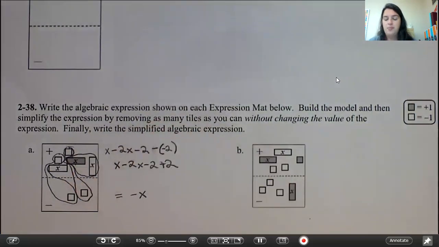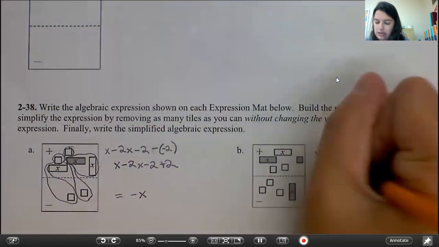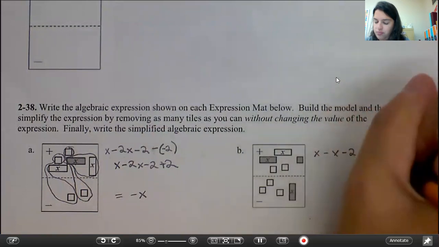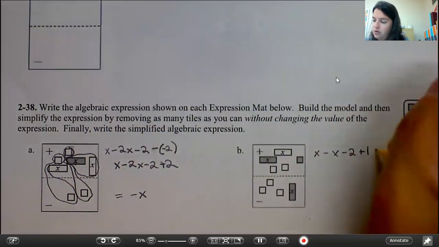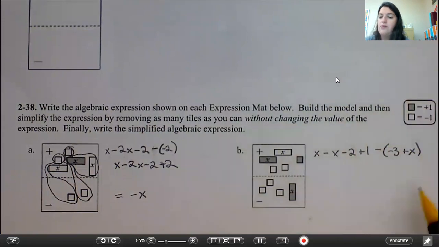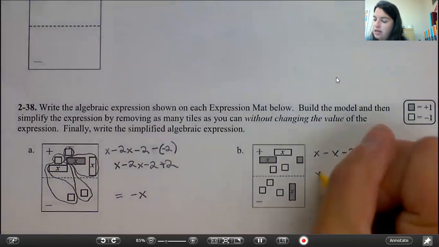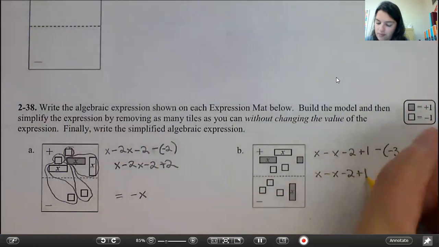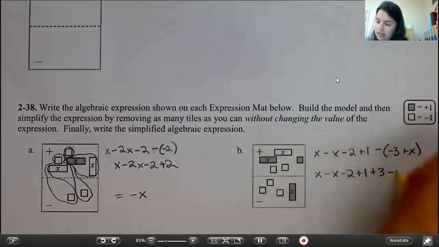Go ahead and pause the video, try part B, and then we will talk about it. If you're back with me, part B should be completed. So we're going to go ahead and take a look at part B. When you wrote it out, you should have had x minus 2 plus 1 in your negative region, so negative, our subtraction sign, negative 3 plus x. So now notice that everything in the negative region is inside that parentheses, so when I distribute, everything will be getting that negative. So x minus 2 plus 1 plus 3 minus x.